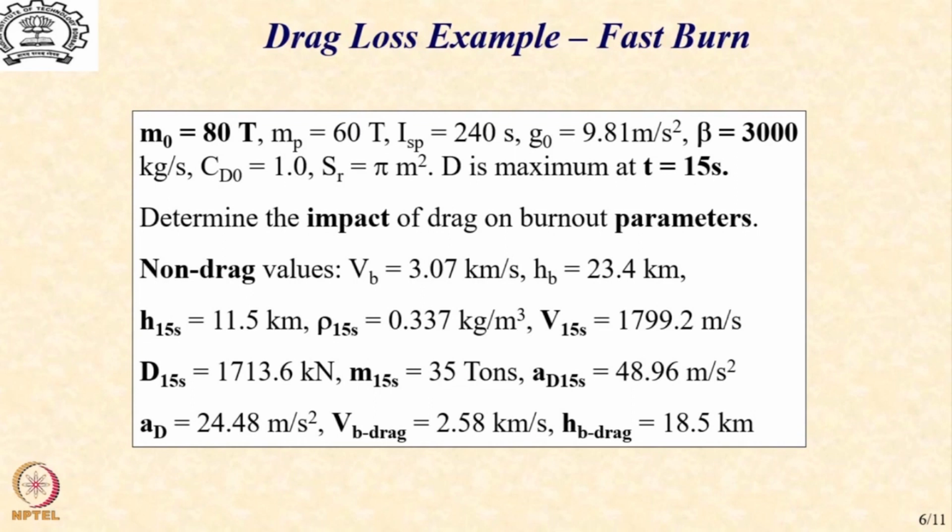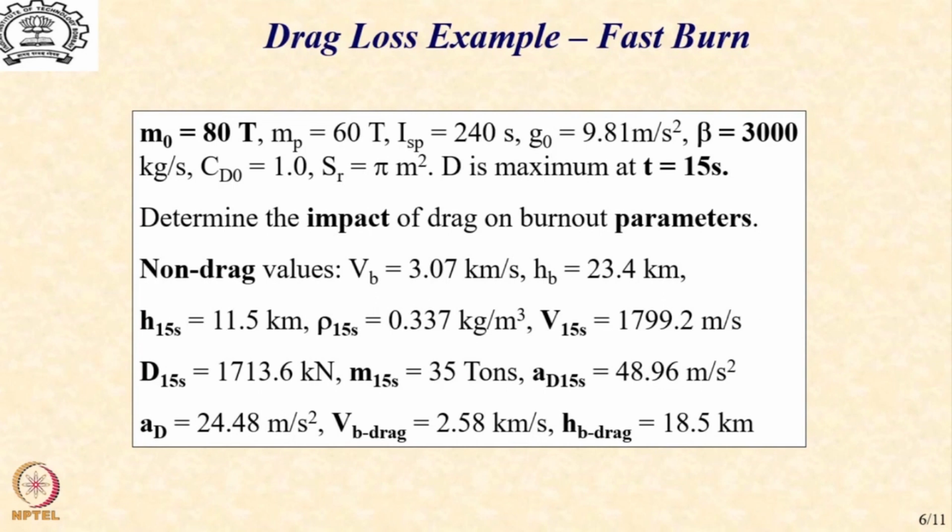So your peak acceleration is significantly higher, which was earlier 3.48, and is now already 49 meters per second squared. That is practically 5 times your gravity, which means your drag loss, if you do this, is going to be 5 times the loss that you're going to get because of gravity.